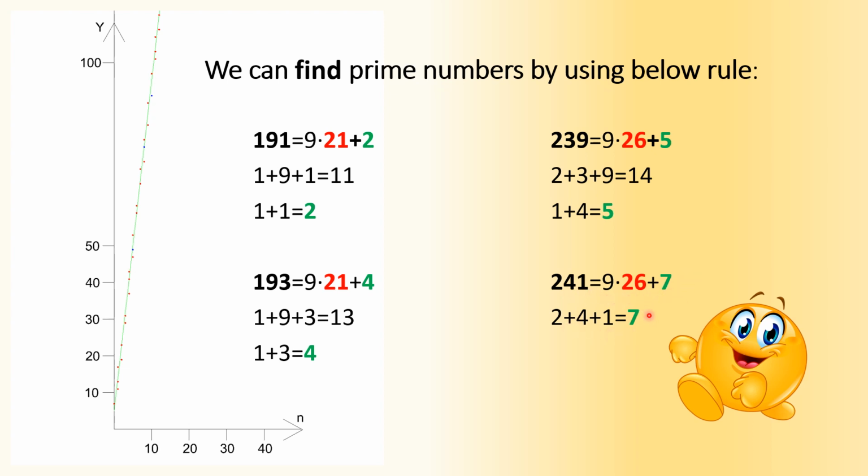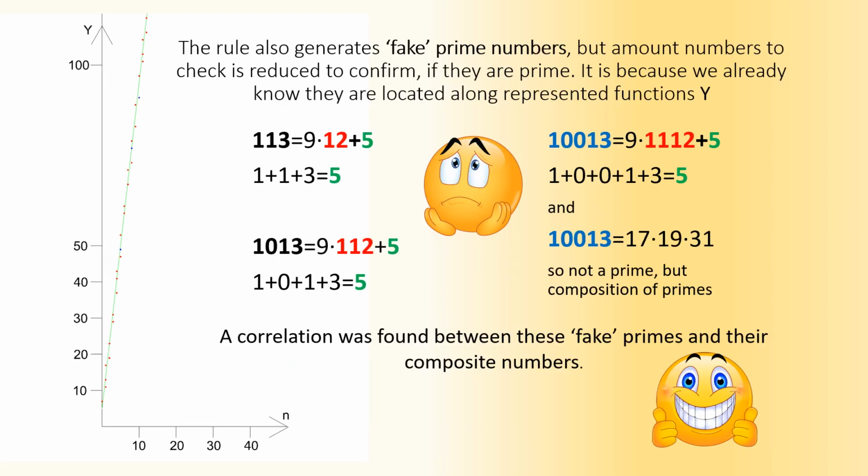We can notice here that our n is an even number, and our remainder is an odd number. It means that this is a prime, or at least there's a good chance for it. The same goes for the other ones. This is, for example, an odd number, and this is an even number. The rule also generates fake prime numbers, but don't worry about that.